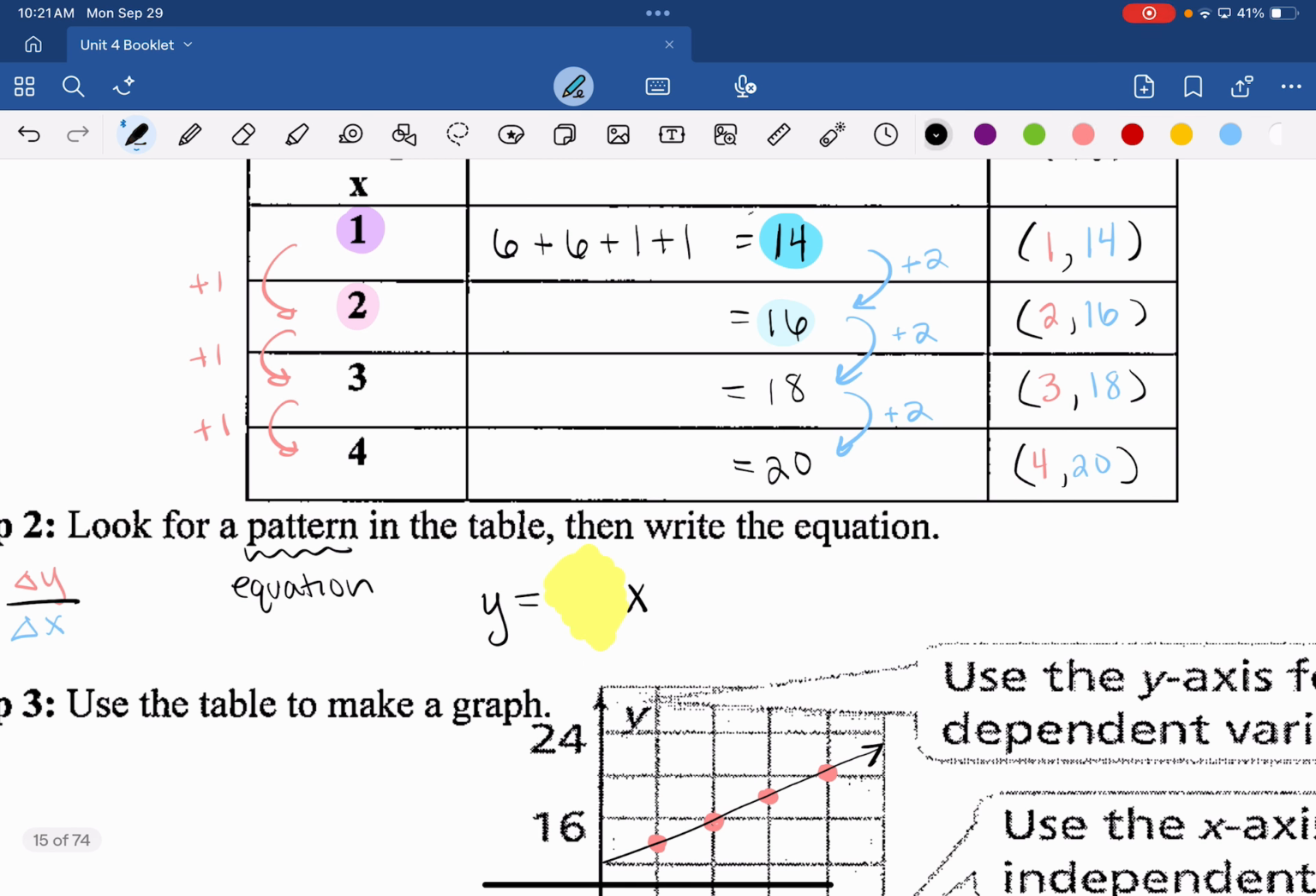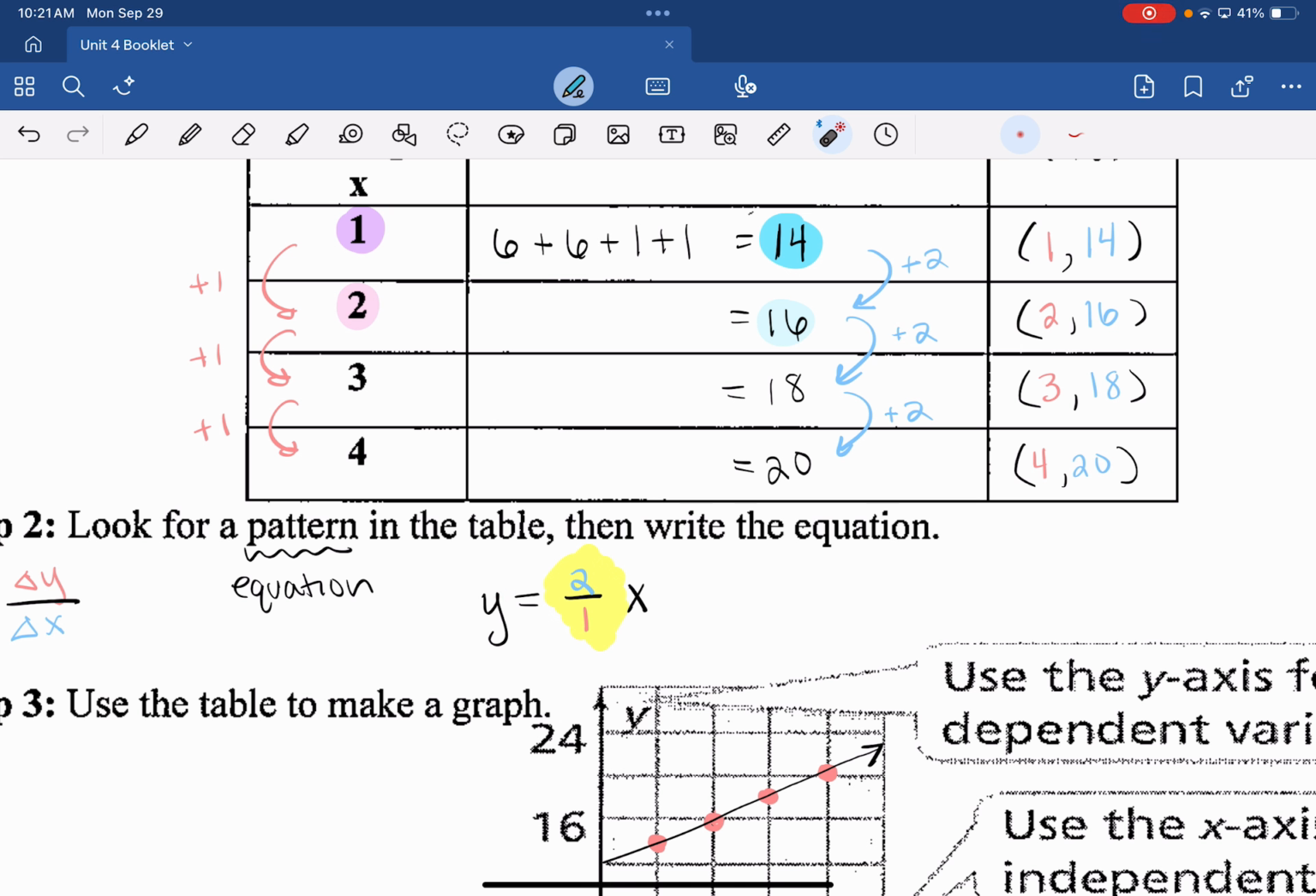So if I were to write this in our fraction, my change in y would be 2 because I'm going up 2. And my change in x would be 1 because I'm going up 1. Okay? That's how we write that number. And basically all we're saying is 2 times my independent variable gives me my dependent variable.